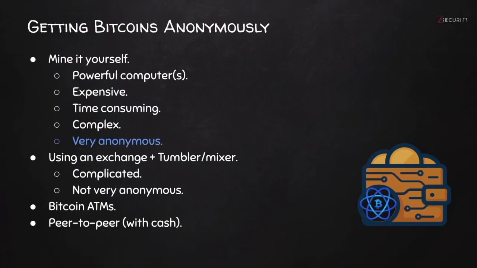So that's it for this lecture. I just wanted to give you a breakdown of the most common ways that you can buy Bitcoins anonymously. And in the next lectures, I'm going to show you how to specifically buy Bitcoins from an ATM and how to specifically buy Bitcoins using a peer-to-peer service. In both cases, we'll be using cash, so it'll be as anonymous as possible.